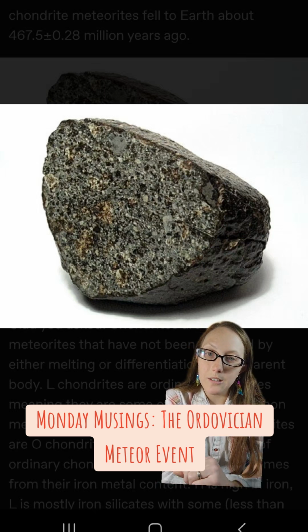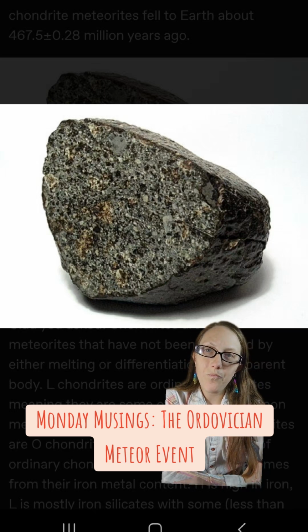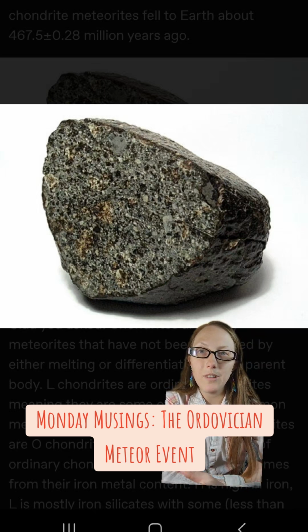There are three types of ordinary chondrites: H, L, and LL. This comes from the iron metal content. H is high in iron, L is mostly iron silicates with some, less than 10% iron, and LL has almost no iron.